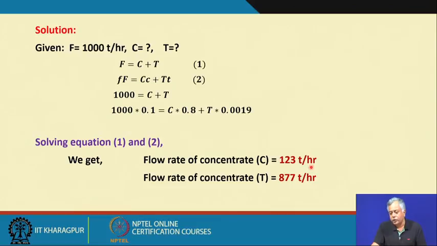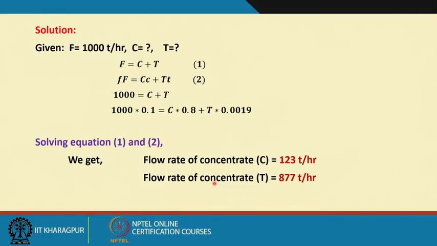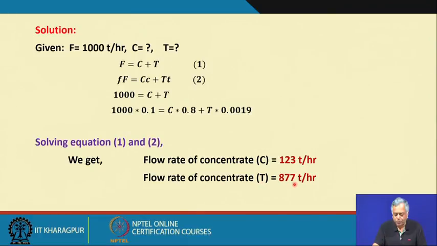123 tons per hour. I request all of you to recheck it, and for your practicing purposes, you must do it, otherwise you would not be able to answer these questions properly in your exam. And the flow rate of the tailings, sorry, that is also a typo. So, we get the flow rate of concentrate, capital C, equal to 123 tons per hour and the flow rate of tailings equal to 1000 minus 123, that is 877 tons per hour, right. This is another example to show you how to apply these equations.